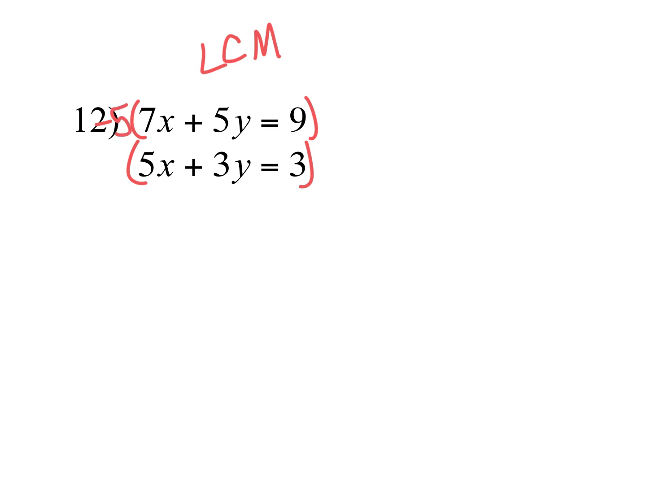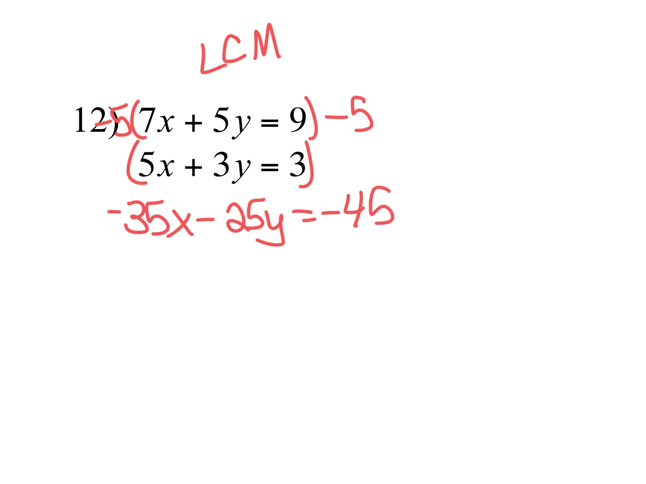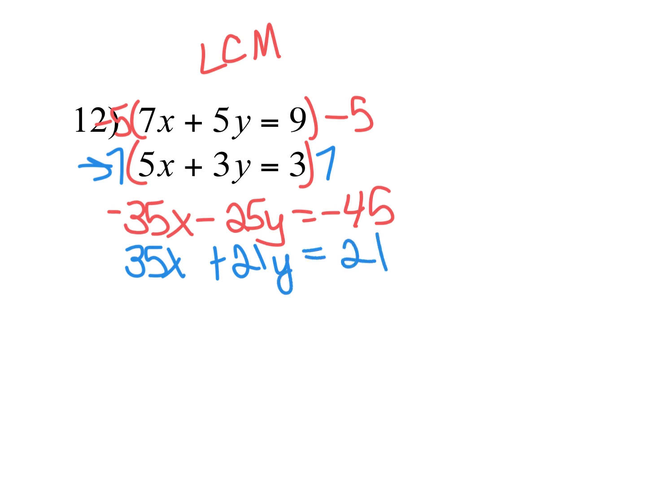Now, why did I multiply by -5? Because that's going to give me a -35x. You have to multiply everything in there. Minus 25y equals -45. So now I have a -35, which is all fine and dandy, but now I have to do something with this second equation. If I have -35 in my top equation, I want my bottom equation to have a +35. So I'm going to multiply everything in the bottom by +7, which is going to give me a +35x, a +21y, and a +21. Now when I put them together, if you notice, my x's will cancel.